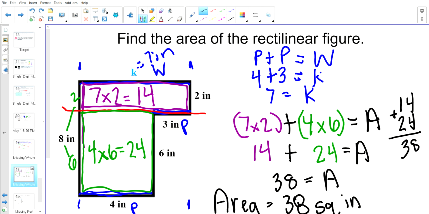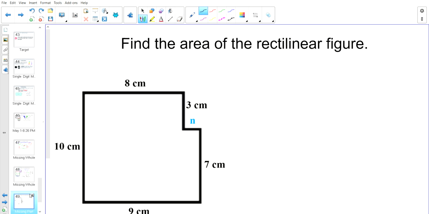Very good, third grade. Let's take a look at another example. Here's another rectilinear figure. We're going to find the area of this rectilinear figure, but I can see that one of the side lengths is unknown. Side length n is unknown. Side length n is a horizontal side length.